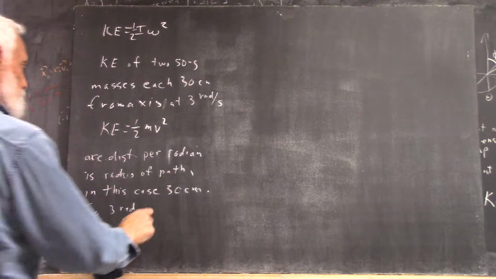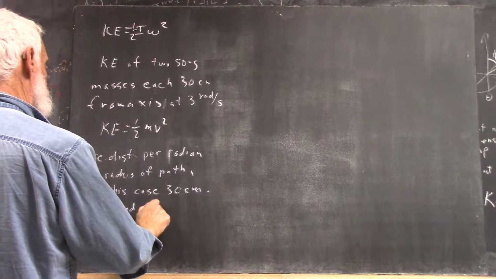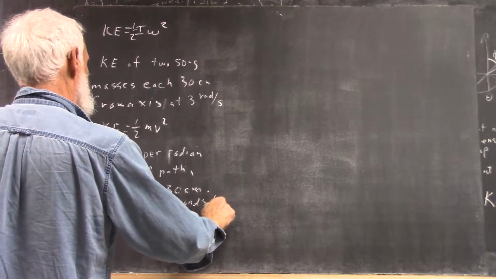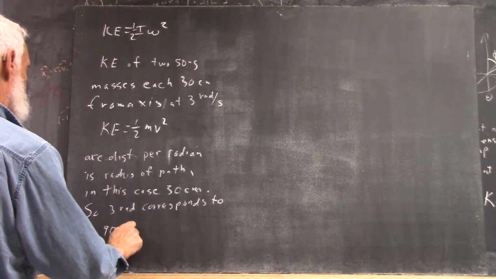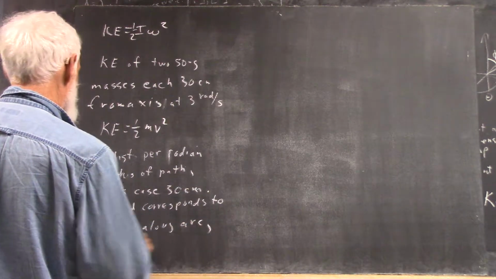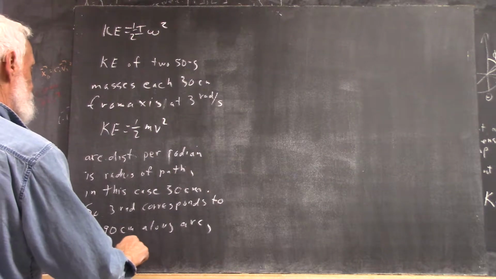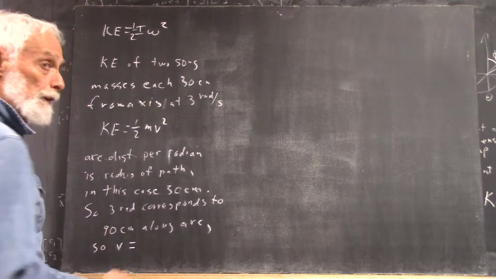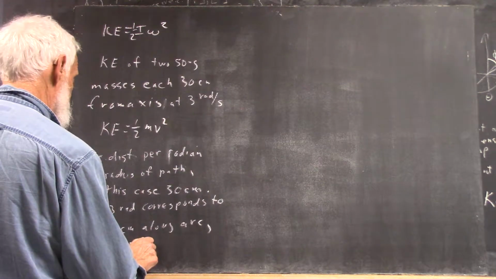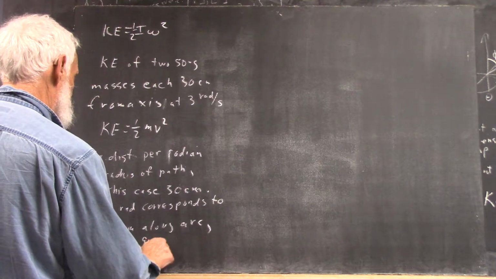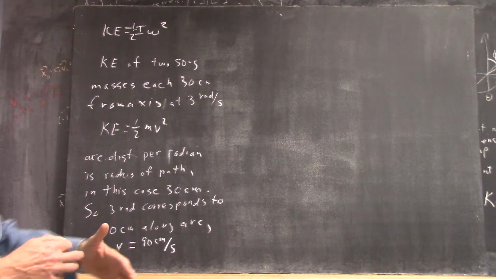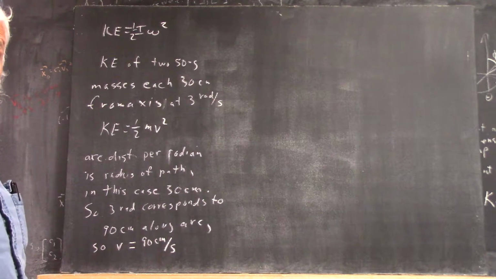So 3 radians corresponds to 90 centimeters along the arc. So the speed, v, without an arrow over it, the magnitude of v, which is the speed, is 90 centimeters per second. Because you go 3 radians every second, that means 90 centimeters along that arc, right?